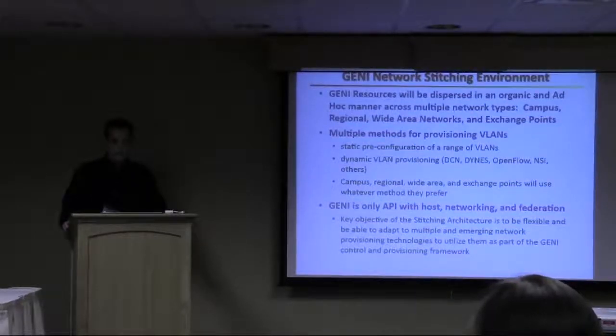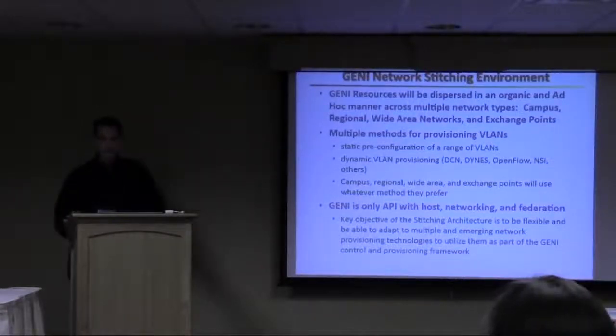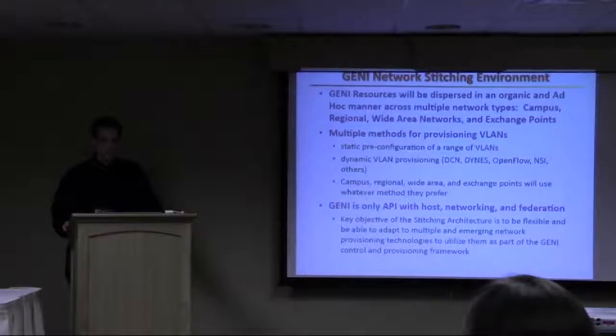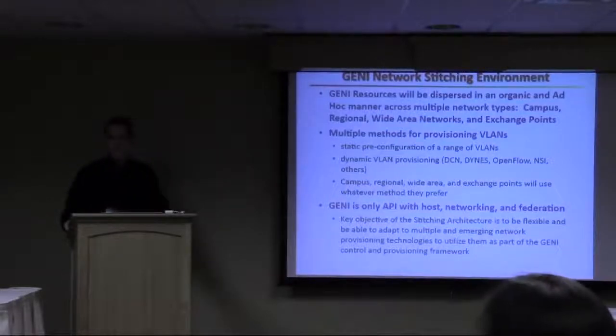And one thing that we all recognize is that the GENI API is really the only API out there that I'm aware of that's widely used now that has host, networking, and federation. So we want the stitching architecture to be able to absorb lots of different types of provisioning technologies that might sit underneath it. If you talk about how these stitching VLANs can get provisioned, people have lots of options. They can just go into their network, or to whatever's attached to their GENI resource, and statically pre-configure a range of VLANs. They might pre-configure 20 VLANs which are attached to the GENI resource heading out to the next piece of infrastructure.